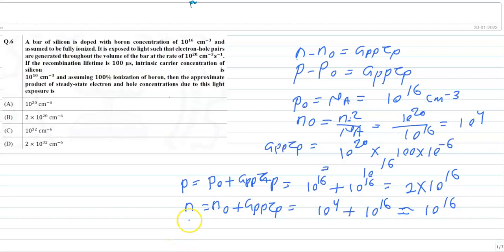And these are the steady state values. So the question is the approximate product of steady state electron and hole concentrations. So p into n. p is 2 into 10 to the power 16 and n is 10 to the power 16. So 2 into 10 to the power 32 is the right answer, and your option D is the correct answer. Let us move to the next question.